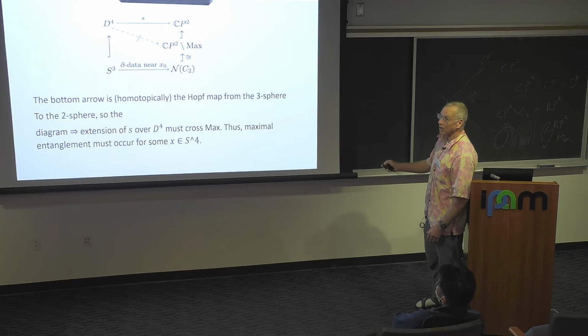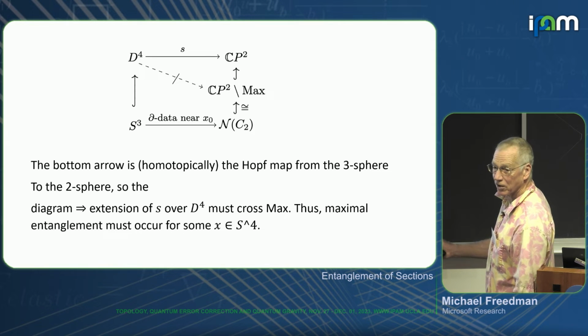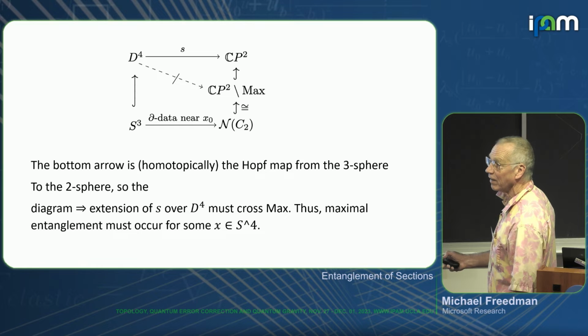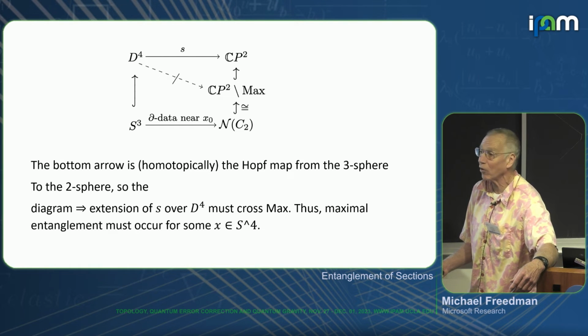The outer square is kind of obviously there. And when you look at the diagonal, it's written dotted instead of solid because it's a question. Can you compress the map? Is there a map, homotopically, making the diagram commute? The answer is no. And that's how we prove that the entanglement must be maximal at some point.